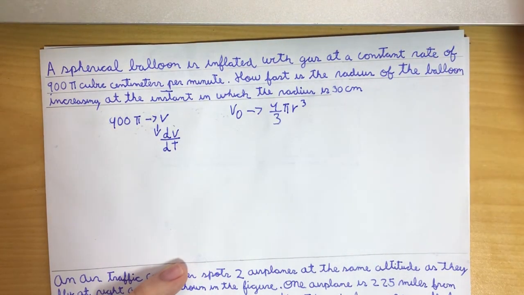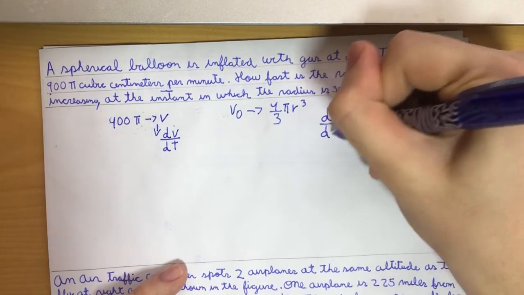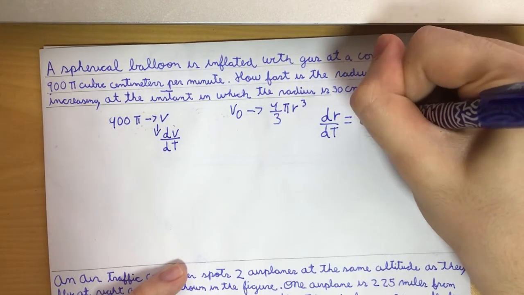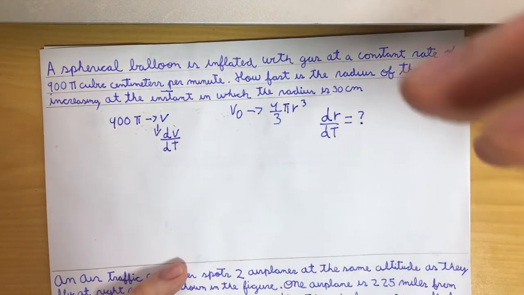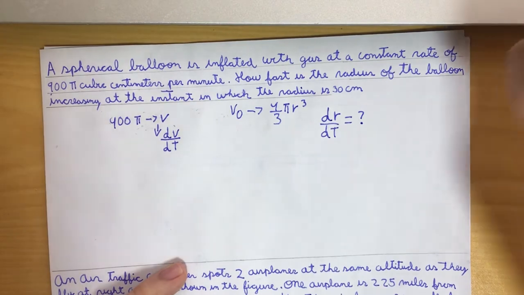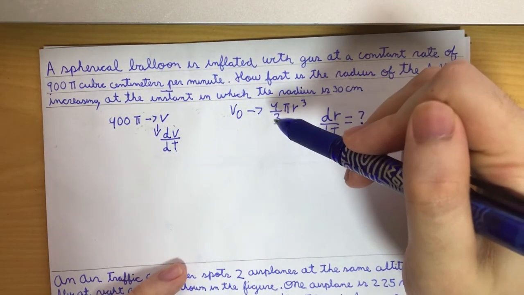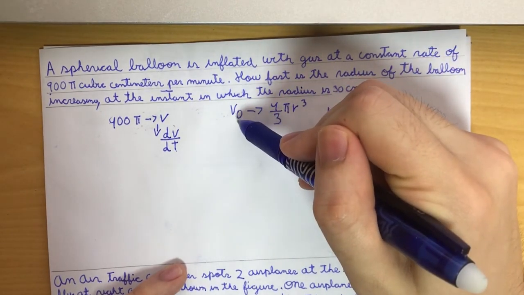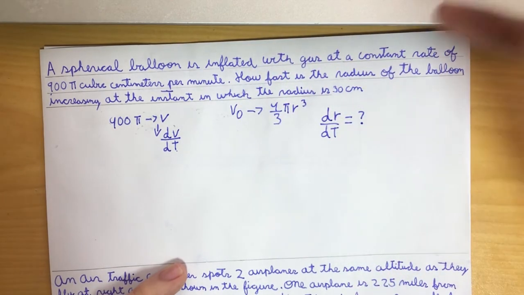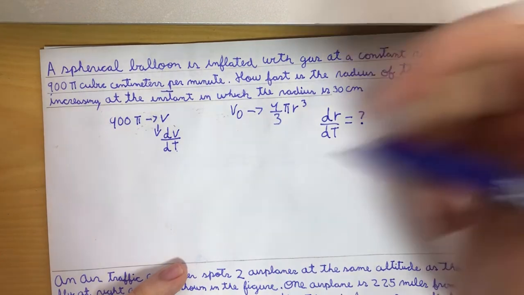How fast is the radius of the balloon increasing at an instant? So they are asking for dr over dt. So how can we resolve that? How should we approach this problem? Well, we have dV over dt, and also we have dV over dr. We can also take the derivative of the volume of the spherical balloon, and we can put together a formula, right?